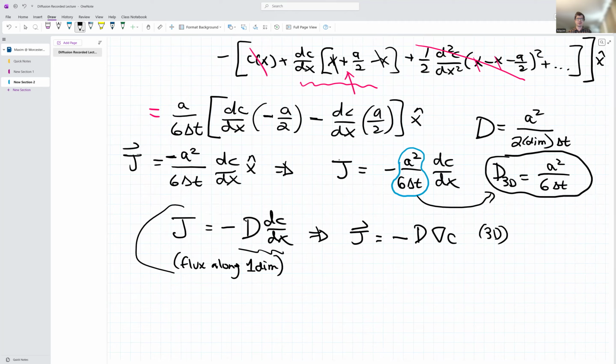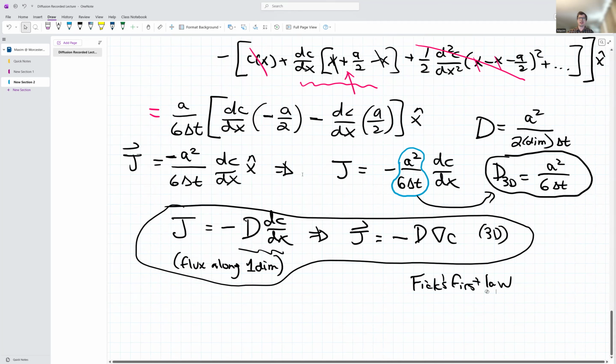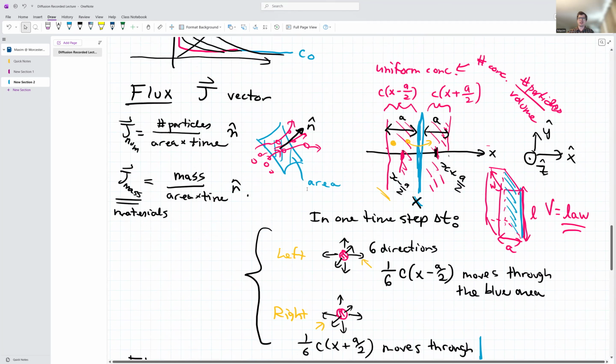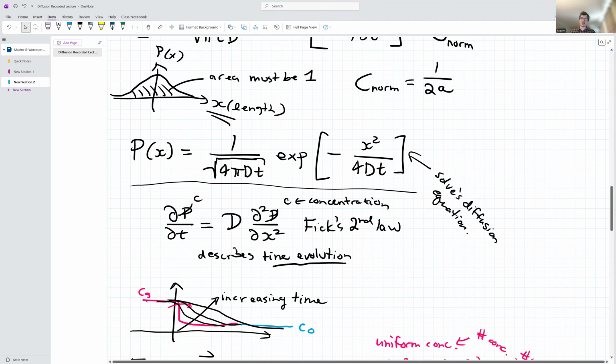Okay. So this is called Fick's first law. And those are the 2 major laws for diffusion. Fick's first law tells you about how the flux of particles moves when they are performing a diffusion, a random walk. And the second law tells you about how the concentration evolves in time.